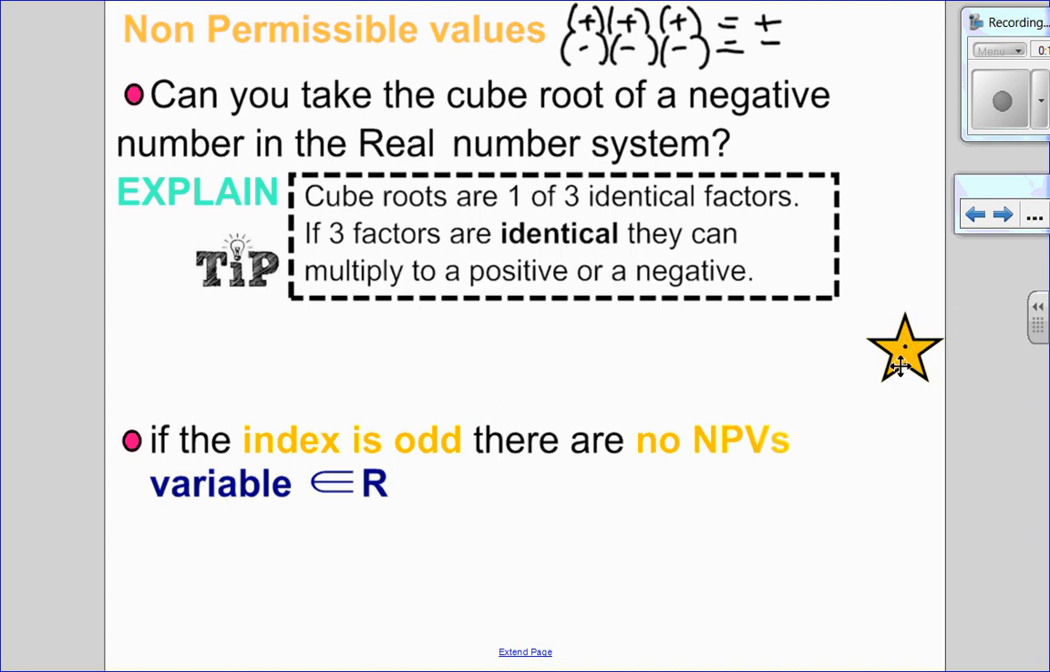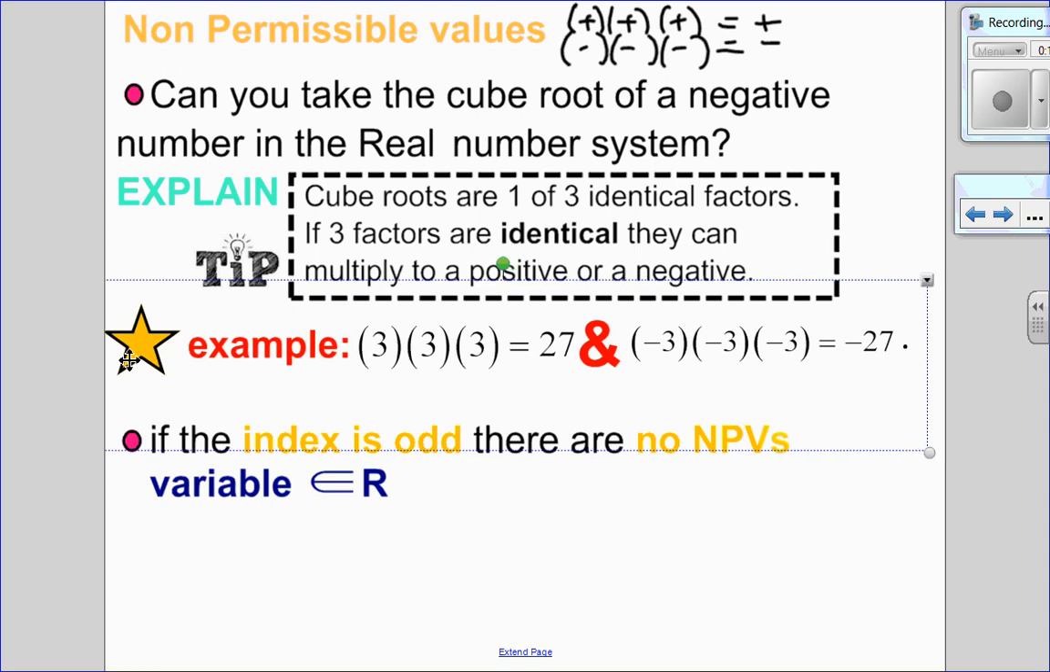Let's look at that with numbers. 3 identical factors: 3 times 3 times 3 is 27, so the cube root of 27 is 3. But -3 times -3 times -3 is -27, which means the cube root of -27 is -3. Since I can take a cube root or fifth root or seventh root of a negative number, there are no non-permissible values. But anytime there are variables, we do need to state that the variable is an element of the reals, so that anybody who looks at that question knows there are no restrictions.